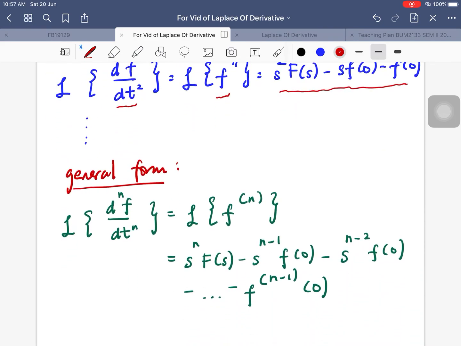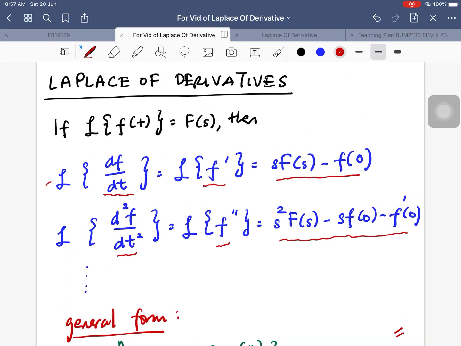So that is actually a general form for this, which looks like this. You can find this in the book as well. General form meaning that this formula applies for any order of derivative. If you have second order, third order, fourth order, fifth order, this will be the formula. However, at your level, we stick to solving first and second order differential equations. So we are only going to focus on these two, Laplace of the first derivative and also Laplace of the second derivative.